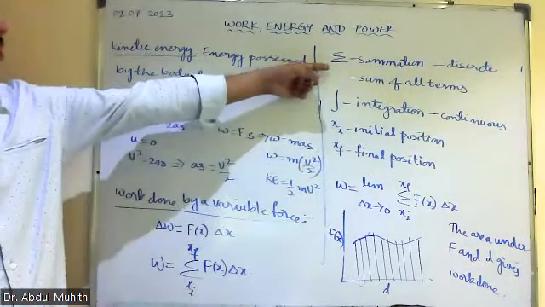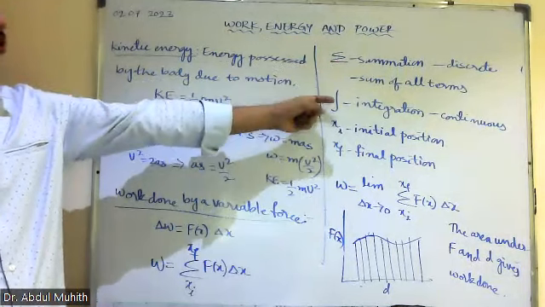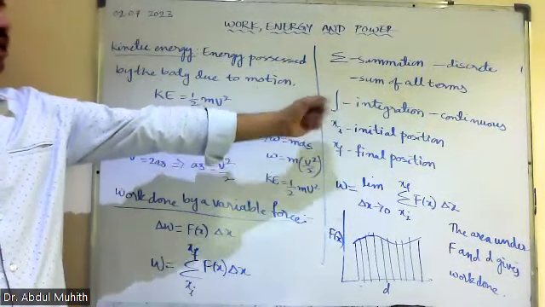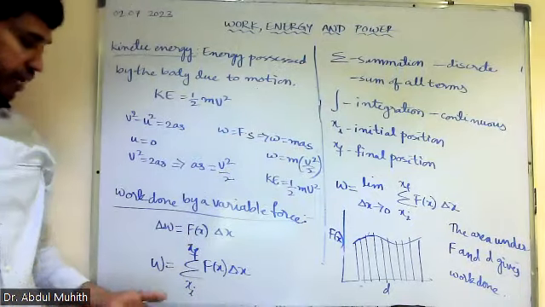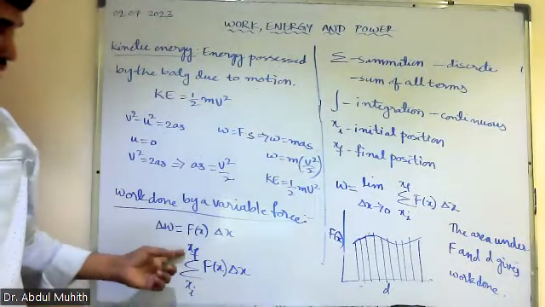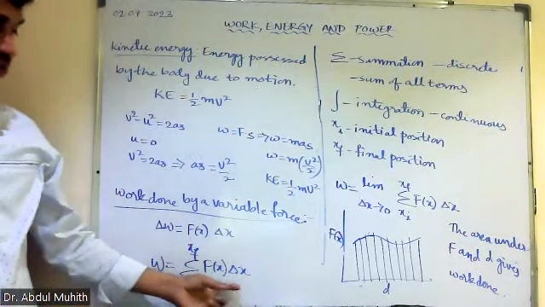So summation is used for discrete values. Integration is used for continuous values. Xi is the initial position, xf is the final position. Now what have I done here? Summation from xi to xf of f of x into delta x means what?